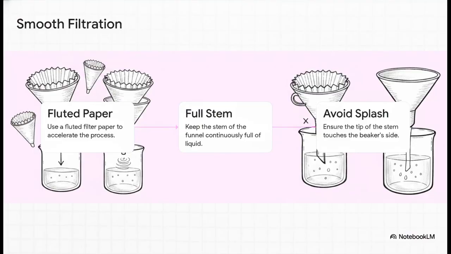So let's talk filtration. The crucial point of a proper setup isn't just randomly pouring a muddy liquid through some paper. It actually comes down to 3 precise procedural steps that are practically guaranteed to pop up on your practical exams. Number 1, use a fluted filter paper. This increases the surface area to accelerate the process. Number 2, you gotta keep the stem of the funnel continuously full of liquid to create a gentle suction effect. And 3, ensure the tip of the stem touches the side of the receiving beaker. This completely avoids splashing and losing your carefully separated liquid.